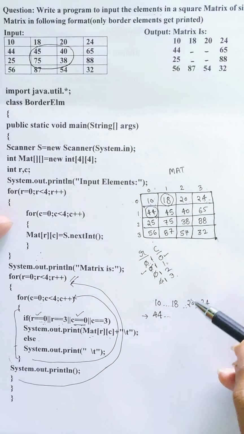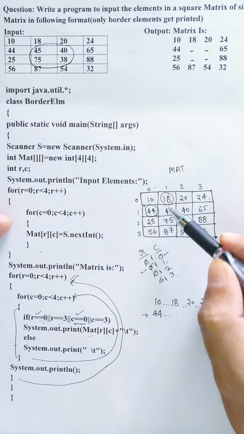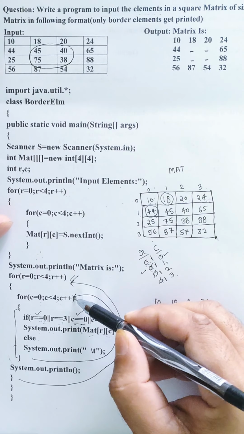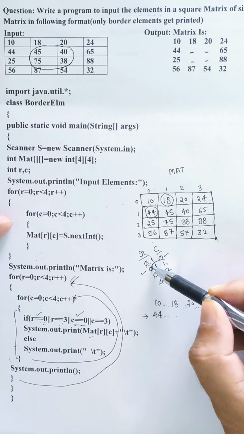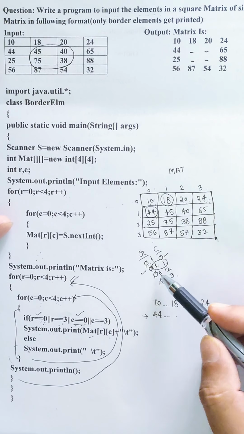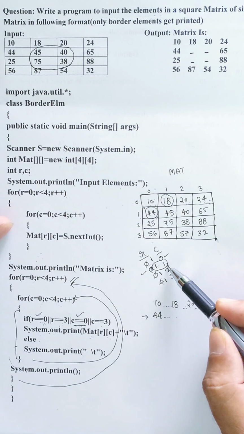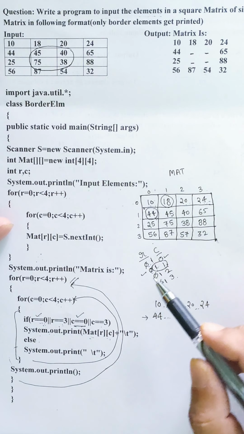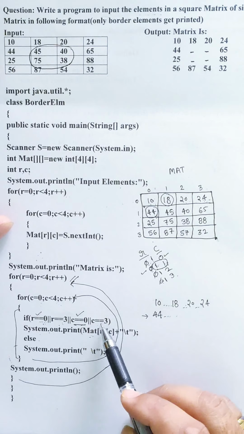Okay, after this, come here to what we have to understand. The next time when you come, c++, the value of c will be 1, meaning the element at 1 1 is 45, and we have to find out whether this element will be printed or not. So r is 1 and c is 1. Now check all the four conditions.